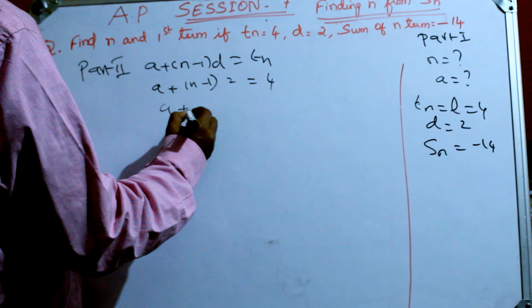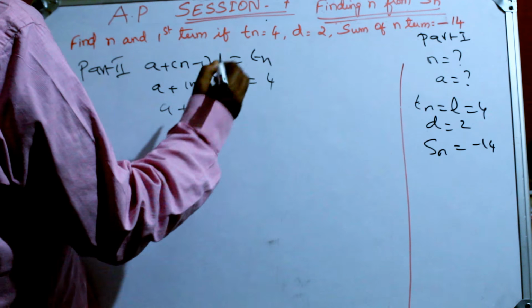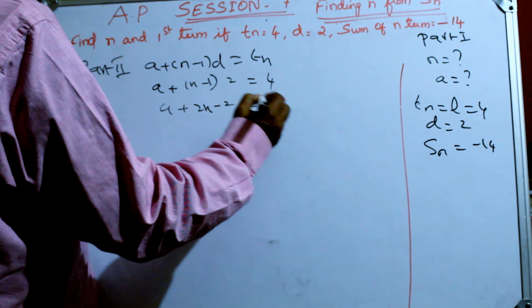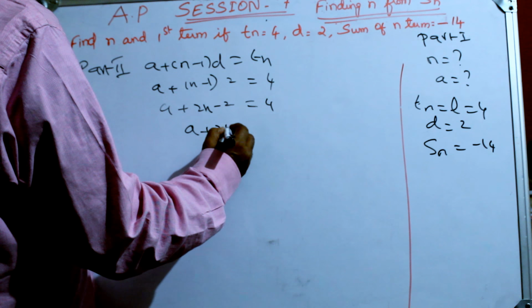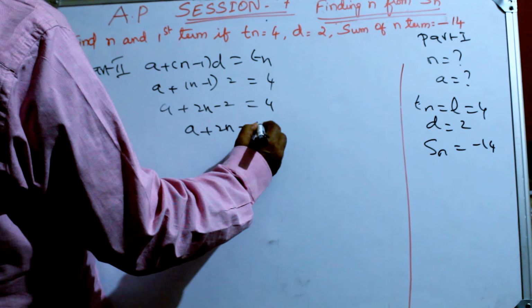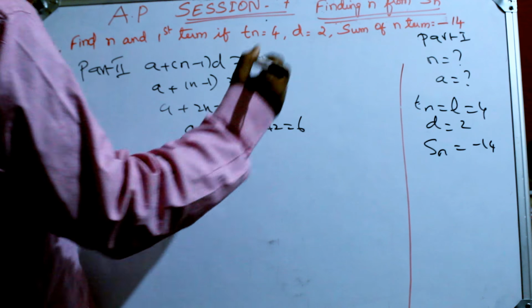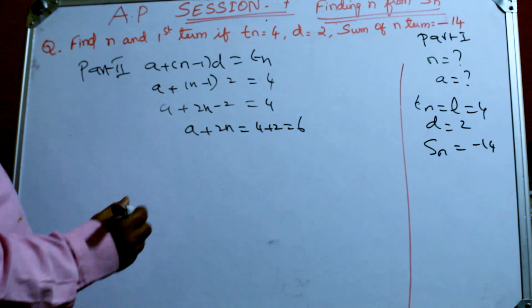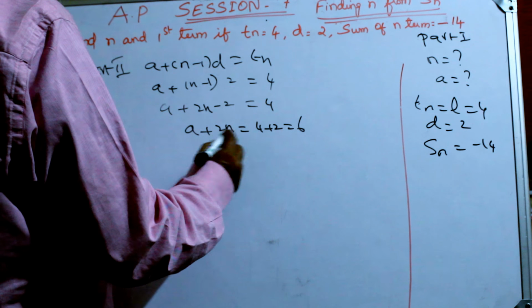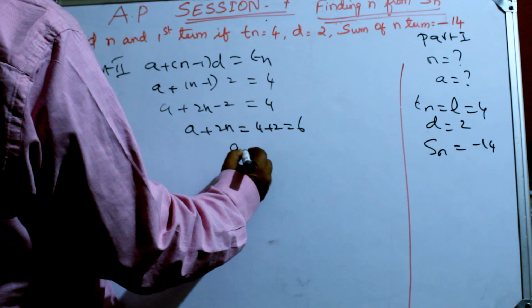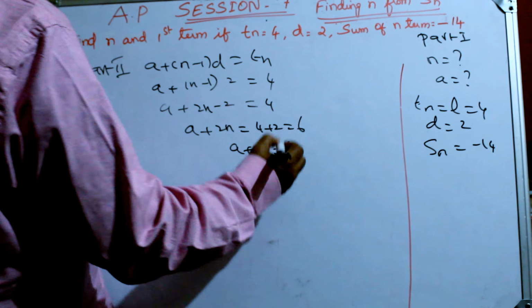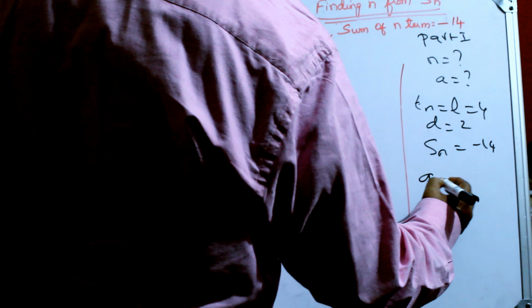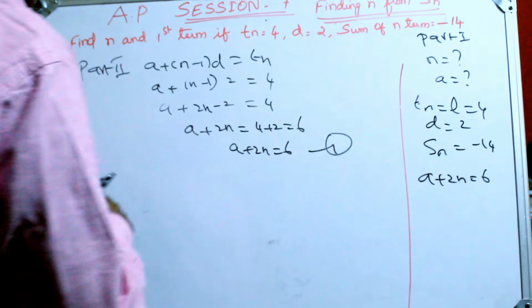A plus 2n minus 2 is equal to 4. A plus 2n is equal to 4 plus 2, which is nothing but 6. So you can write a plus 2n equal to 6. We keep it as it is, an equation, then we'll check what we'll do with Sn. So put a plus 2n equal to 6, call it equation number 1.